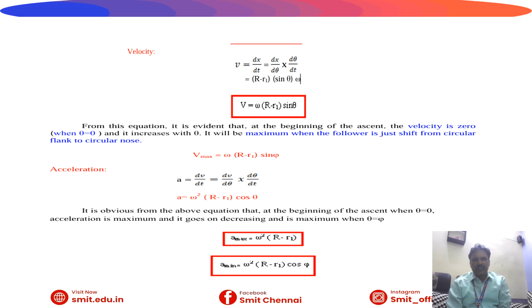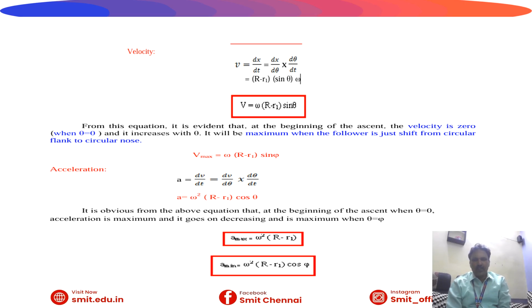Again, the derivative of acceleration is dv by dt. In the above steps, we used v equal to dx by dt. Here, it is the change in velocity with respect to time. Again, we are using partial derivatives, dv by d theta into d theta by dt. For simplification, we write this. Then finally, we get a equal to omega square (r minus r1) cos theta.